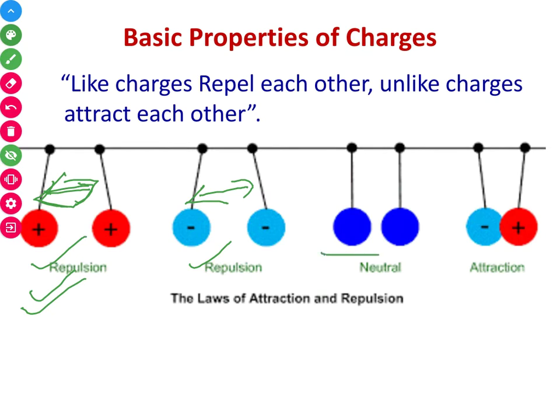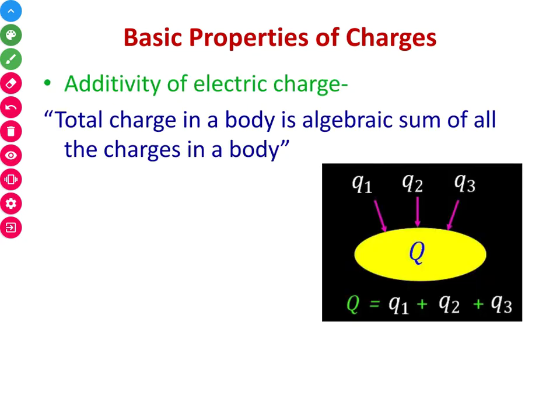If both the bodies are neutral, then no force is acting, and hence they neither repel nor attract each other. But if one body is positively charged and the other is negative, that means they are oppositely charged, or unlike charges, then they start attracting each other. Again, the electrostatic force acts between these two charges, but it is attractive in nature. So the first property is: like charges repel each other, unlike charges attract each other. The next property is additivity of electric charge.